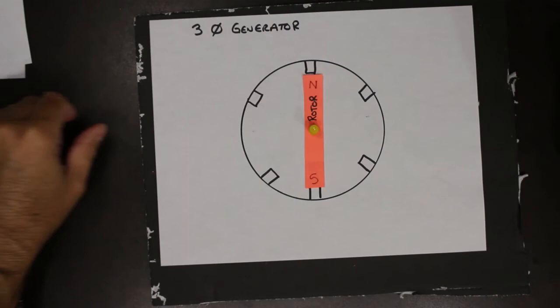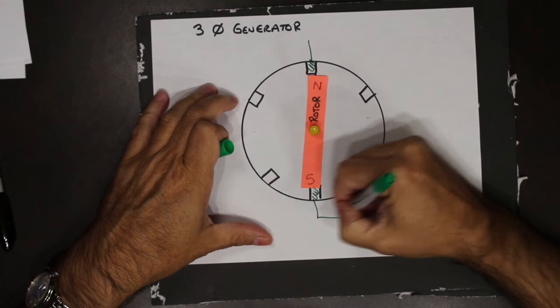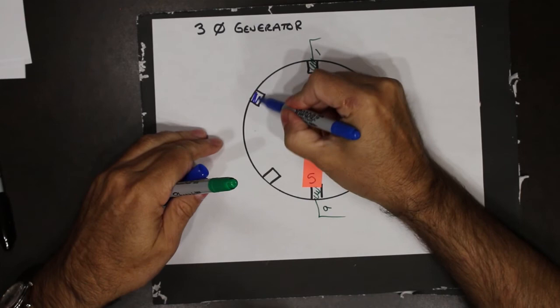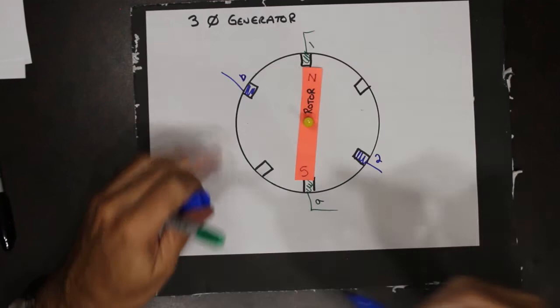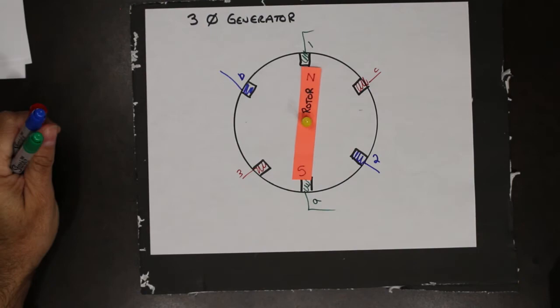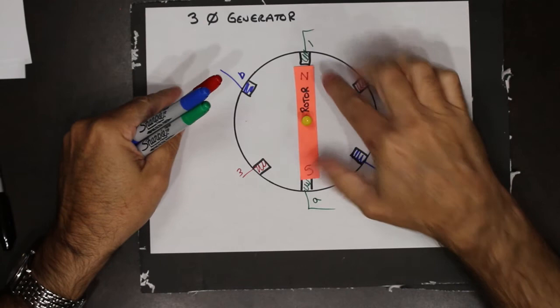A three-phase generator has three different coils. We have one, that becomes 1A. We have another coil, 2B, and we have another coil, you guessed it, 3C. Three coils inside one stator with one rotor.